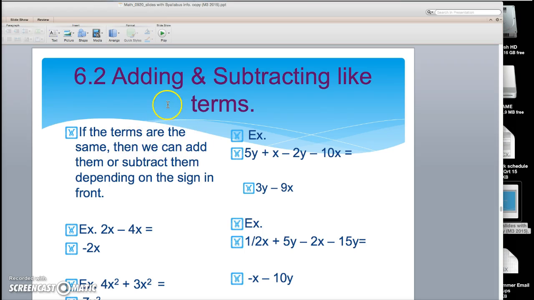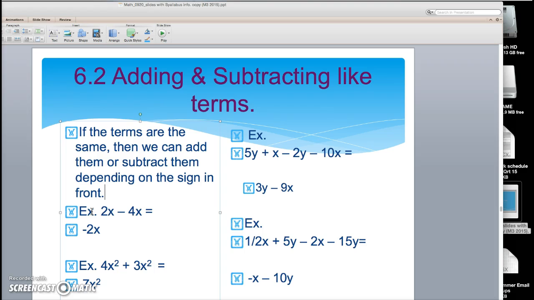The thing about like terms and unlike terms is that we can only add or subtract like terms. So if the terms are the same, then we can add them or subtract them depending on the sign. Like 2x minus 4x is going to be equal to minus 2x. 4x squared plus 3x squared is going to be equal to 7x squared. It's chopped off a little bit there. I suppose I can bring all this up and we can see it. There we go.